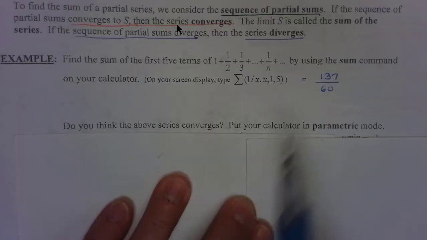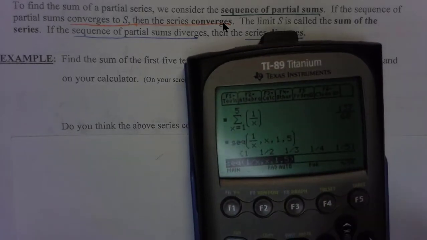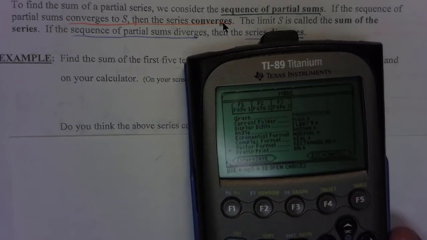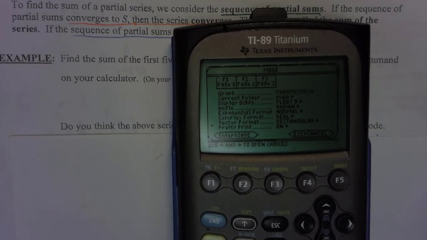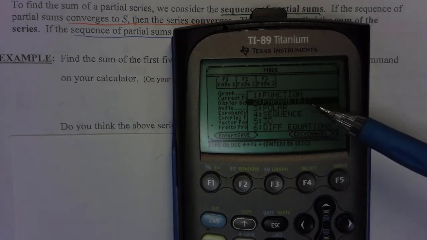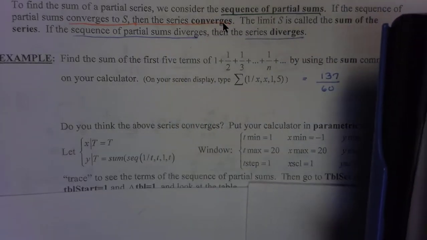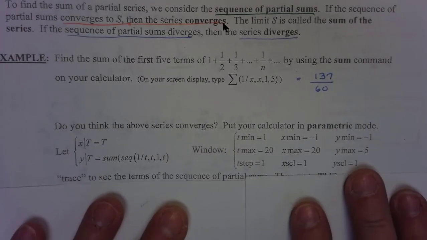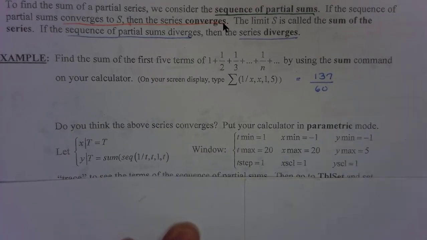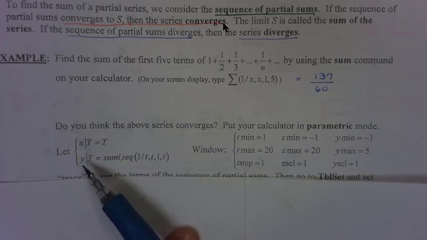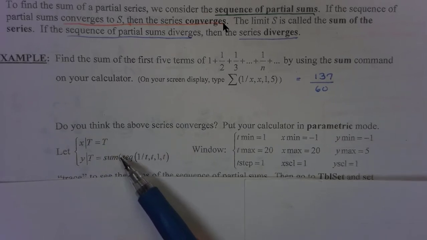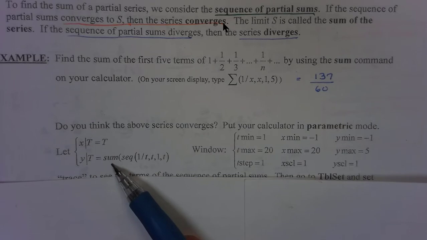Do we think that series converges? So we're going to put our calculator now in parametric mode. Remember that that is found right here under mode, and we're going to go to parametric. Hit enter and hit it again. It'll say pair down here. Then we are going to go into our calculator, and we are going to let x equal t, y be the sum of the sequence. Now this time we have to actually type in sum, the word sum of the sequence.